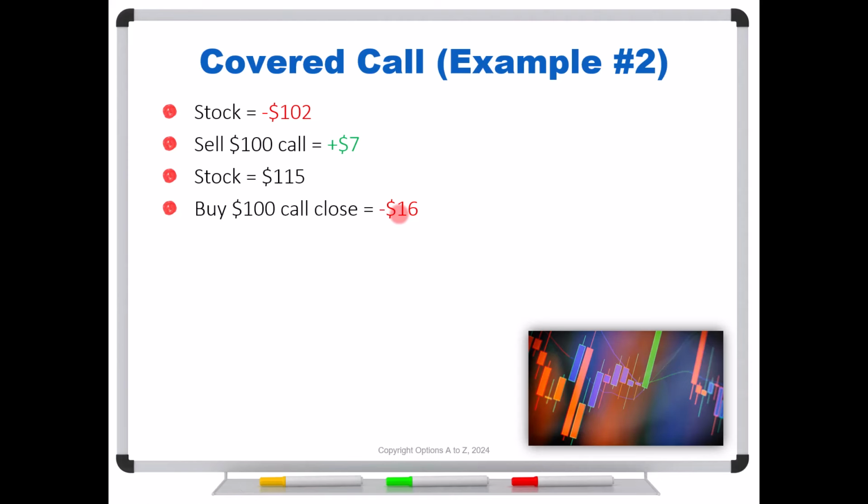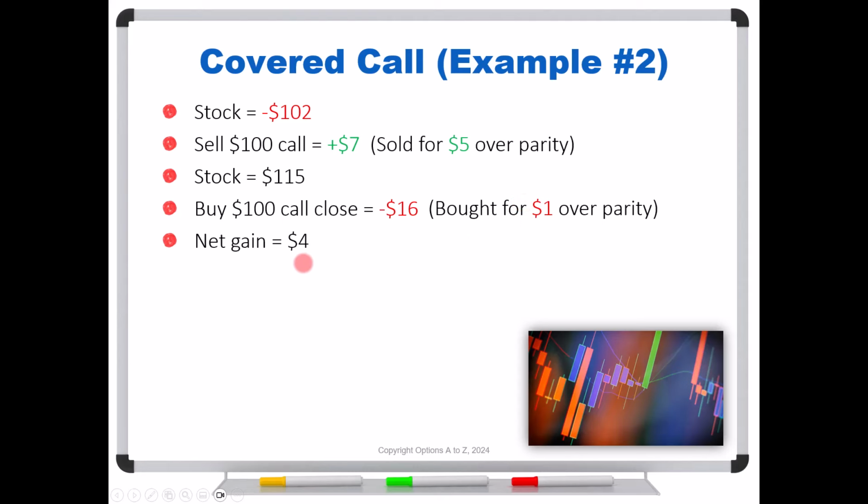Well, let's use premium over parity. When you sold the $100 call, it is $5 over parity, and when you bought it back, remember the stock's trading at 115, options got to trade for at least 15, you bought it back for 1 over. So if you sold for 5 and paid 1, that's a net gain of 4. So we know that you have a net gain of 4.